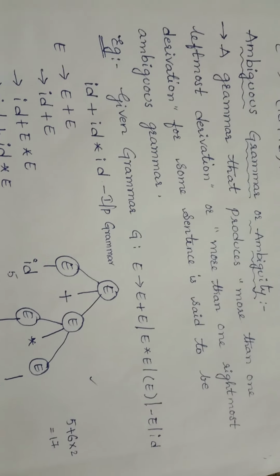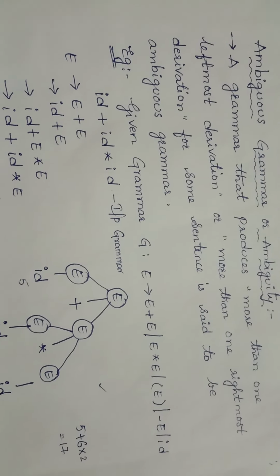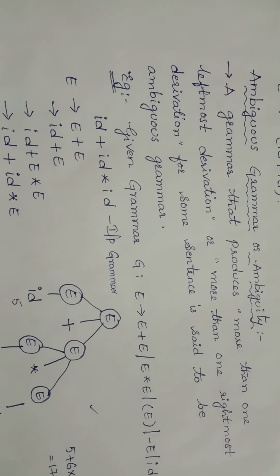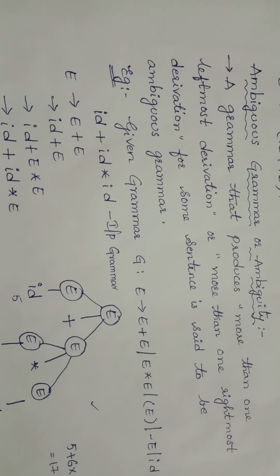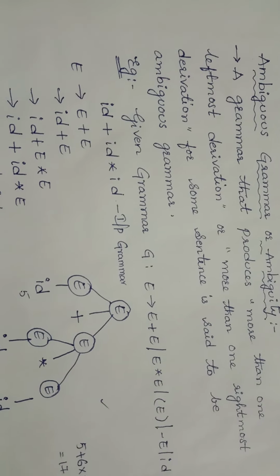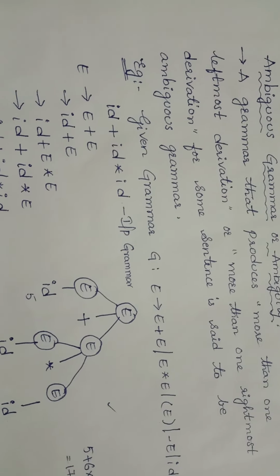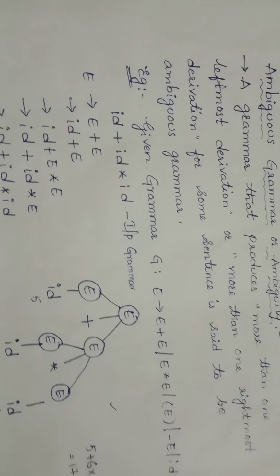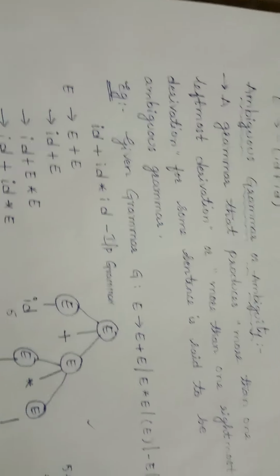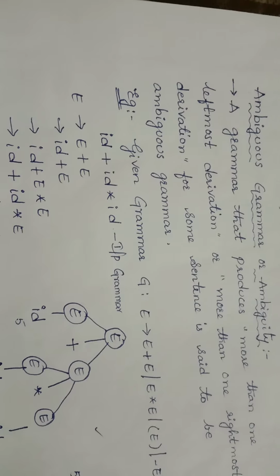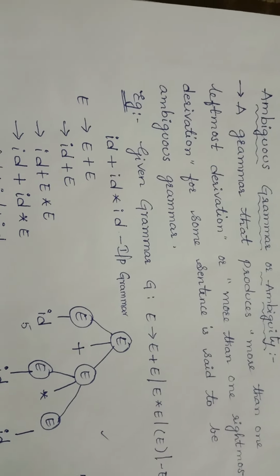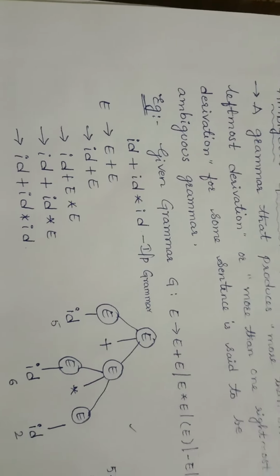And the next problem associated with the top-down parser is ambiguity. So you already know what is meant by ambiguity. If a grammar produces more than one leftmost derivation or more than one rightmost derivation for some same sentence, then it is called as an ambiguous grammar. That is nothing but for the given production, if we are able to construct more than one parse tree, that is called as an ambiguous grammar.